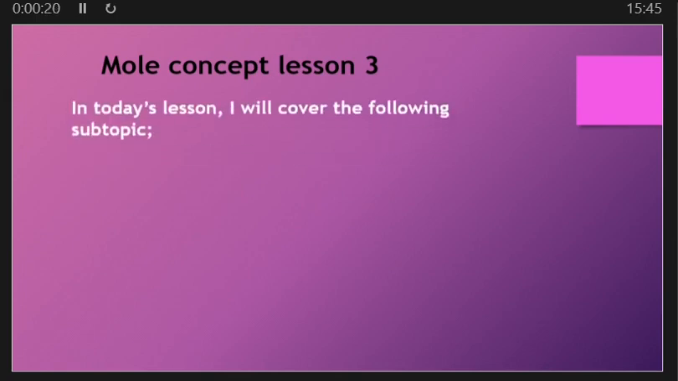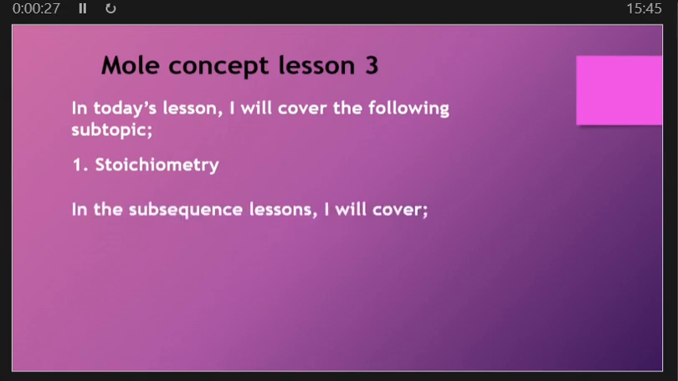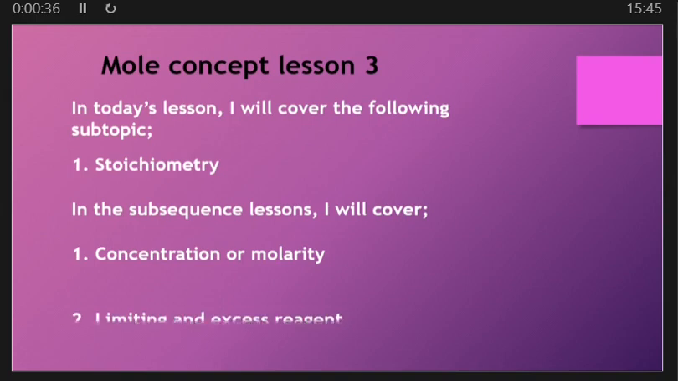In today's lesson, I will be covering more concept lesson number 3. And in today's lesson, I will be covering the following subtopic, stoichiometry. And in the subsequent lesson, I will cover the following topics, concentration or molarity, and also limiting and excess reagent. Alright, let's go straight into the lesson.